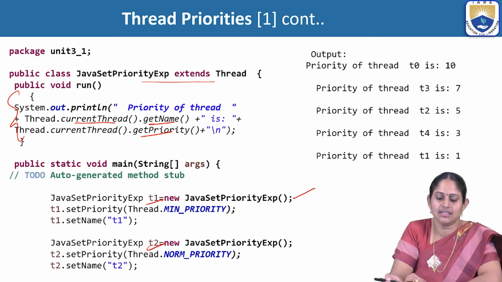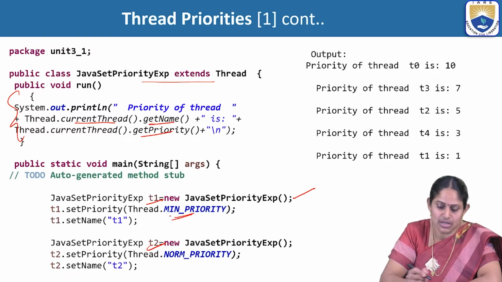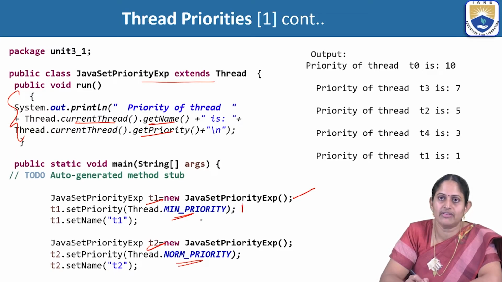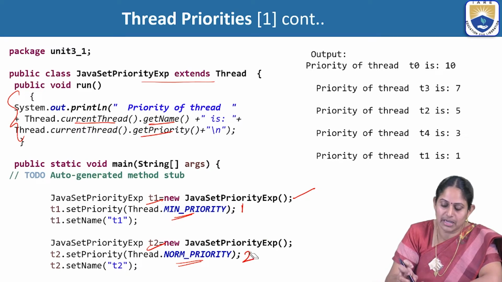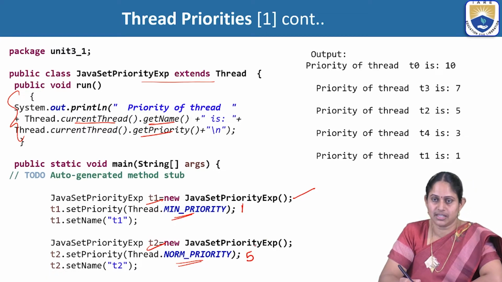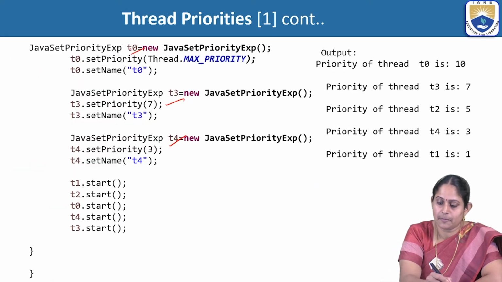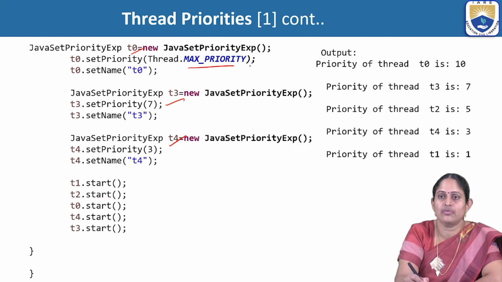Here we are creating the object of thread 1, and T1 is set to minimum priority. T2 is set to normal priority. Minimum priority means the priority will be set to 1. The normal priority is value 5, so the priority of the second thread is set to value 5. Then thread T0 is set to maximum priority, so we'll get its value as 10.